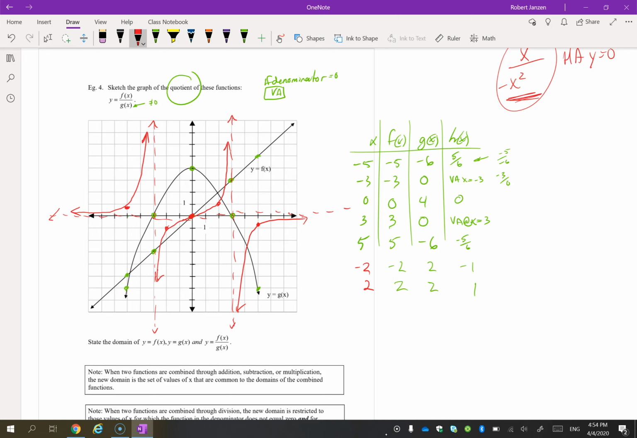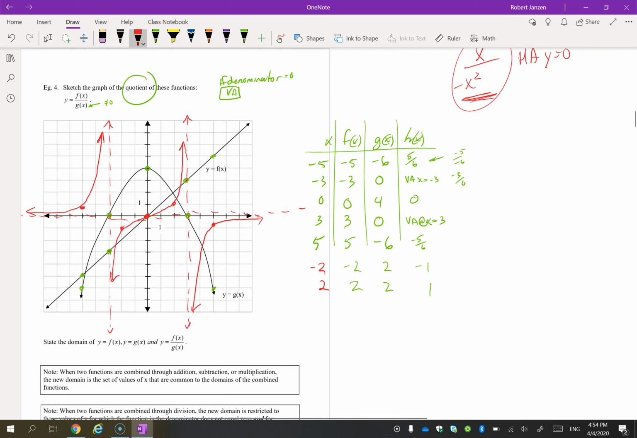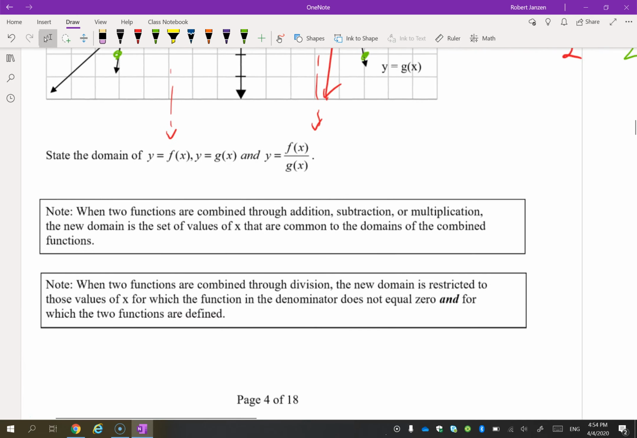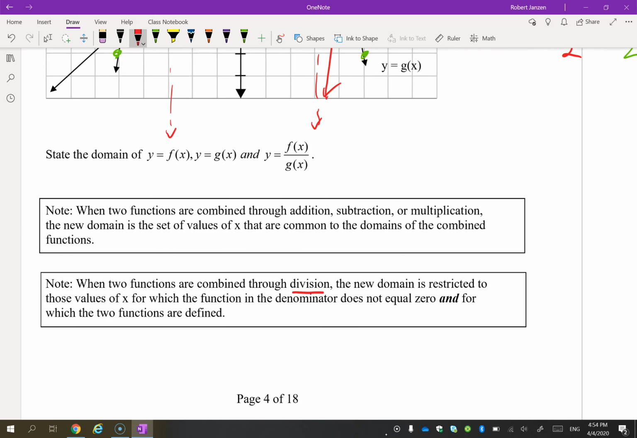Now, you do need to know a little bit about graphs to be able to do that. The table of values probably wouldn't be enough. You would have to consider what shapes you are dealing with here. The key lesson, though, is that when the two functions are combined through division, the new domain is restricted to those values for which the denominator does not equal 0 and where the two functions are defined. So it has an extra condition here. Here we just know where the two functions are in common. Here we also have to consider that the denominator can't be 0.